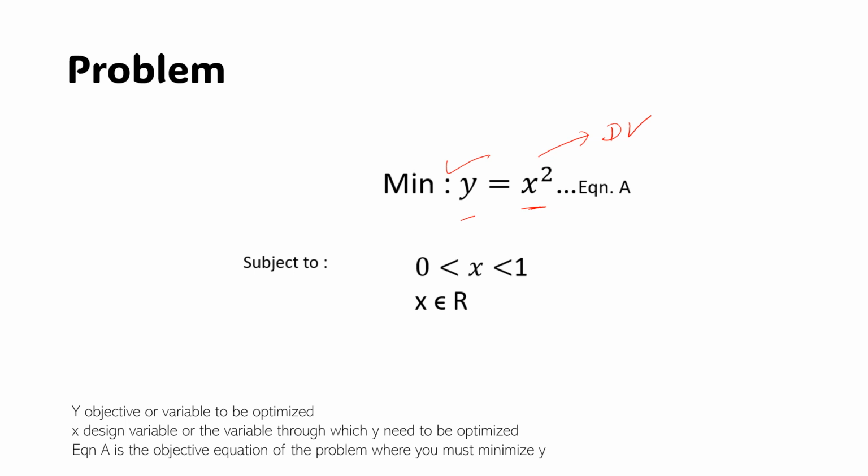And this x can vary in between 0 and 1, but it cannot take the value of 0 or the value of 1. So this is the optimization problem.